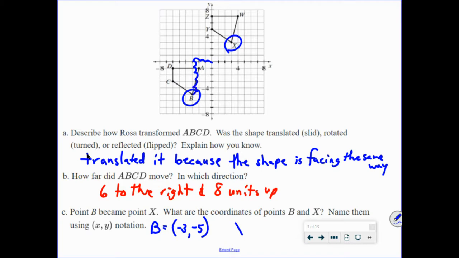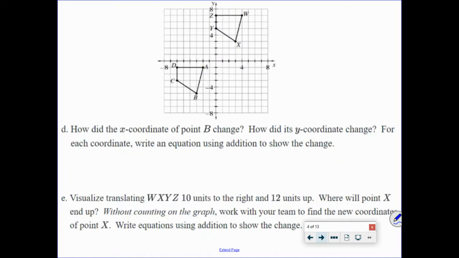Point X, you go here, you go 1, 2, 3, and 1, 2, 3. That's point X, coordinate 3, 3. Good with me so far? Okay, hopefully everyone's following along here.